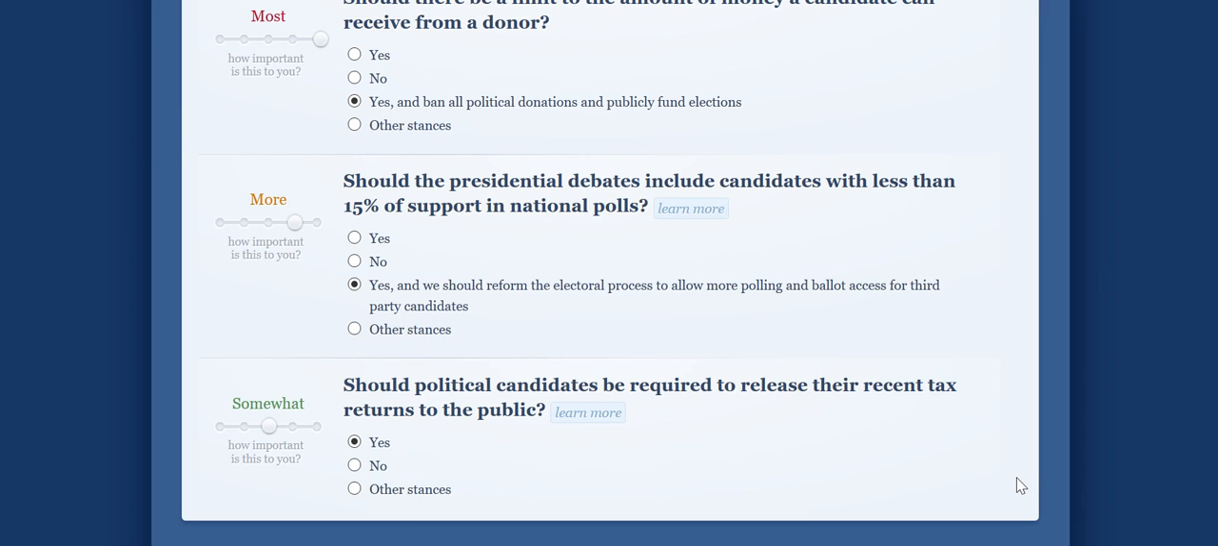Should the presidential debates include candidates with less than 15% of support in national polls? I said yes, and we should reform the electoral process to allow more polling and ballot access for third-party candidates. Yeah, there should be a threshold because there's a lot of goofballs who are semi-running for president, not really, and just making a joke of it. So there should be a threshold, but the threshold should not be 15%. 15% is way too high. Maybe around 5% makes more sense.